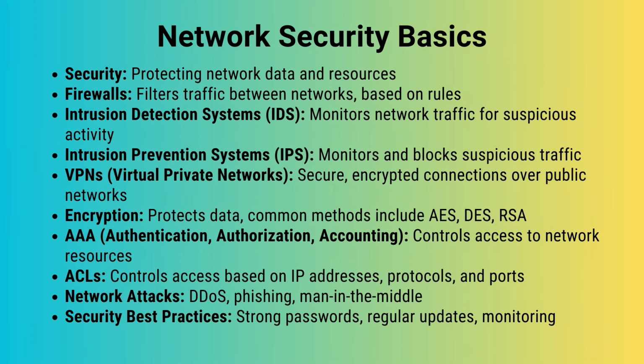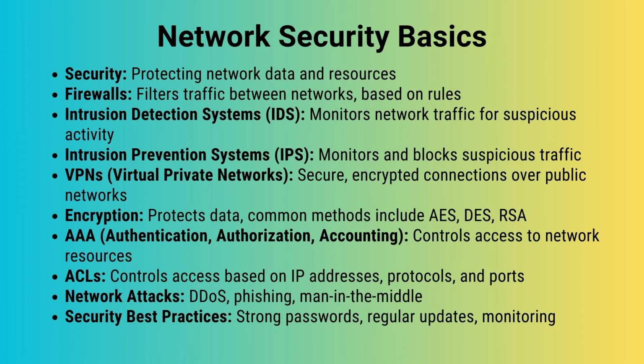Network security is about protecting network data and resources from unauthorized access and attacks. Firewalls are the first line of defense, filtering traffic between networks based on predefined rules. Intrusion detection systems, IDS, monitor network traffic for suspicious activity, while intrusion prevention systems, IPS, can automatically block detected threats. Virtual private networks, VPNs, create secure, encrypted connections over public networks, essential for remote access and site-to-site connectivity.